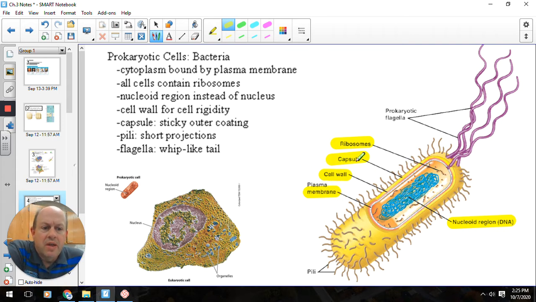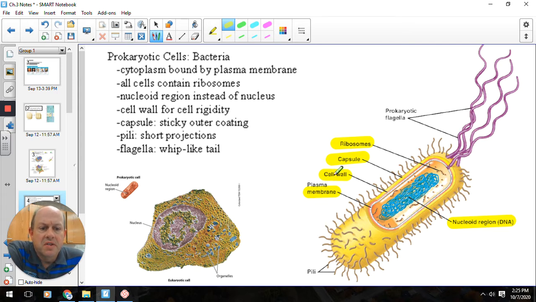A capsule is going to be the outside, and this is a sticky coating that helps move that bacteria from one location to another. So when you touch a surface, that capsule might cause the bacteria to stick to your hands, and then hopefully for the bacteria, you would move it to a surface that's more suitable for its existence.